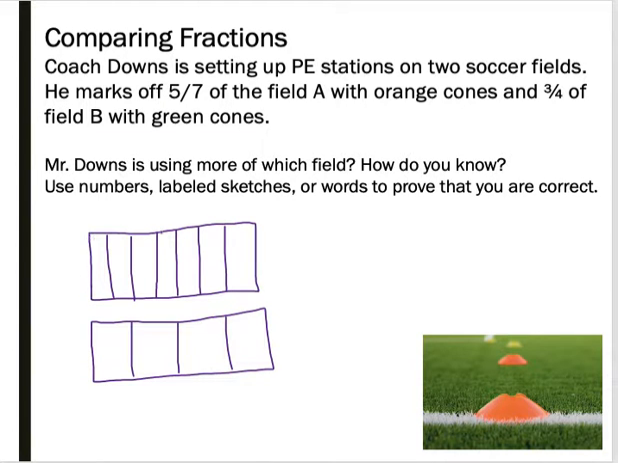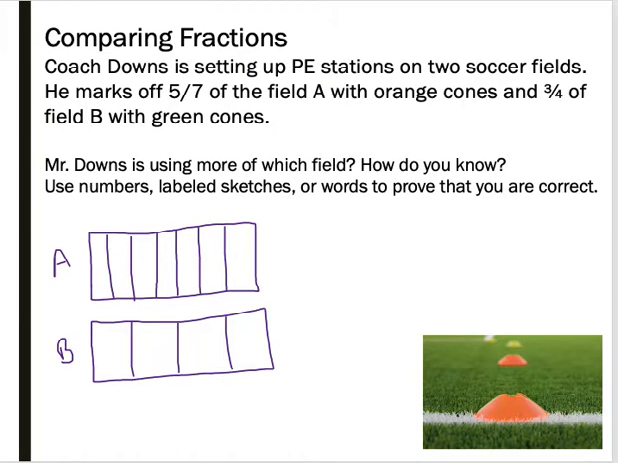You see that I drew field A here, and I cut it into 7 pieces because the denominator tells us into how many parts. Then I also drew a picture of field B. My pictures aren't perfect, but I tried to keep them about the same size. If you wanted to use our app, the Fractionettes app, that would help us make sure that we keep our fields the same size. And then I cut this one into fourths, because remember, the denominator tells us into how many parts.